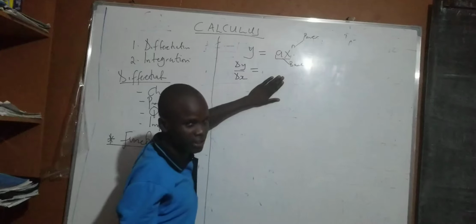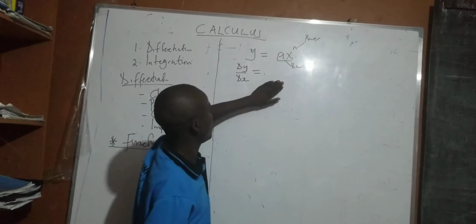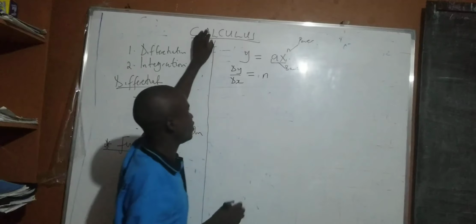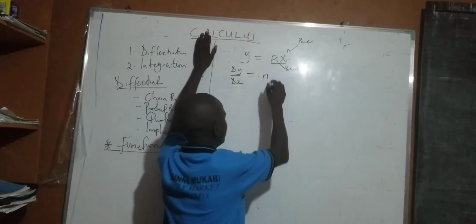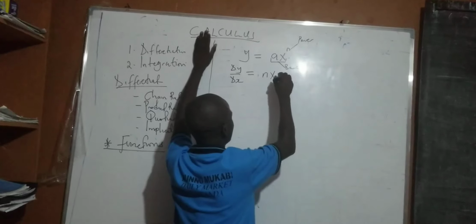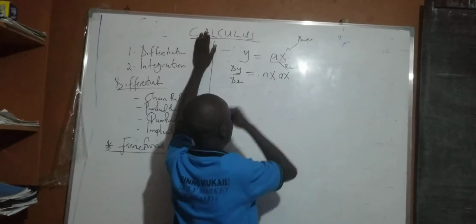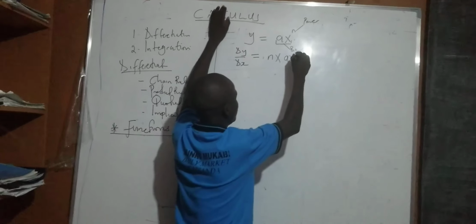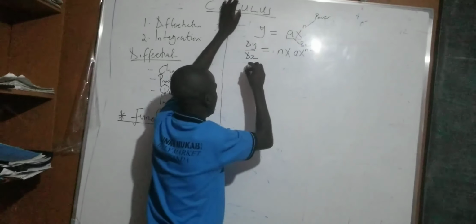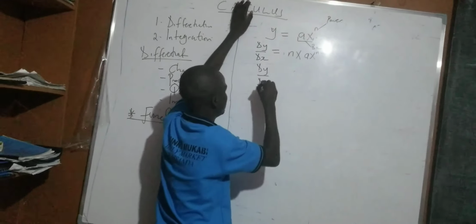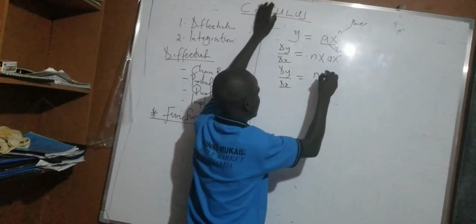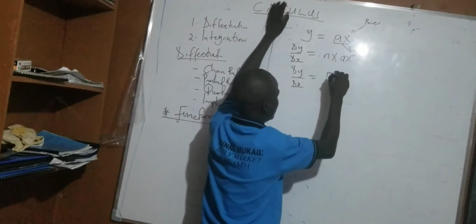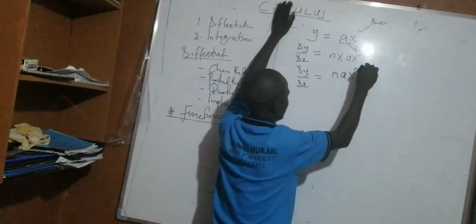Once you are differentiating, first drop the power, and the power is n. Step 2, multiply the power times the base, so I'm multiplying this times ax. Then step 3, reduce the power by 1. My power was n, so I'm reducing by 1. Therefore, dy/dx equals n times ax to power n minus 1.